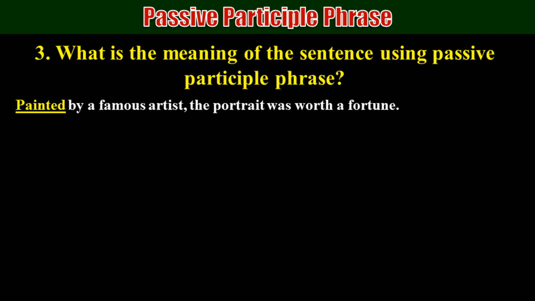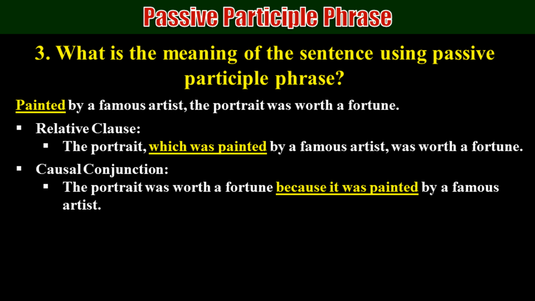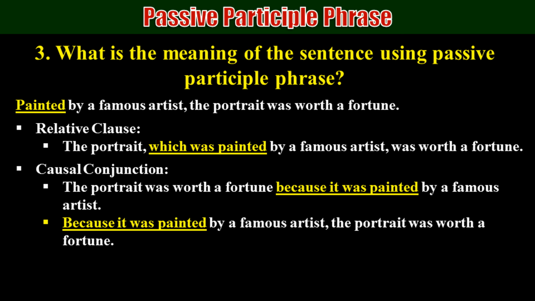Here are some more examples. Sentence using a passive participle phrase, painted by a famous artist, the portrait was worth a fortune. Using relative clauses, the portrait, which was painted by a famous artist, was worth a fortune. Using causal conjunctions, the portrait was worth a fortune because it was painted by a famous artist. Or, because it was painted by a famous artist, the portrait was worth a fortune.